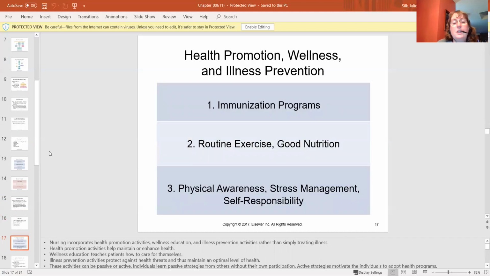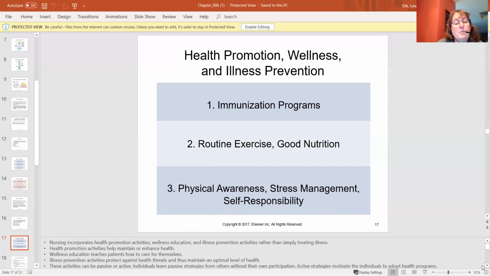Okay, so then we get into health promotion, wellness, and illness prevention. So nursing incorporates health promotion activities, wellness education, and illness prevention activities rather than simply treating illness. So health promotion activities help maintain or enhance health. Wellness education teaches patients how to care for themselves. Illness prevention activities protect against health threats and thus maintain an optimum level of health.